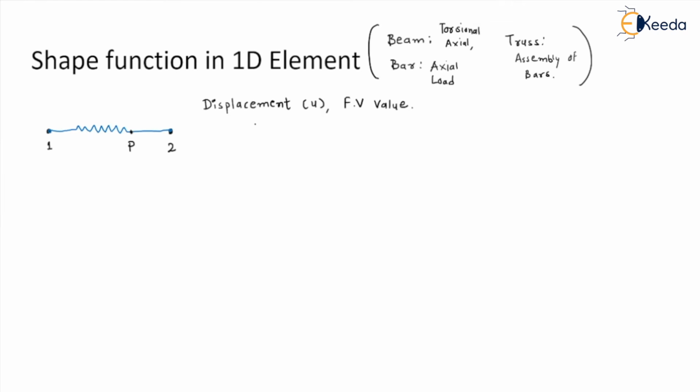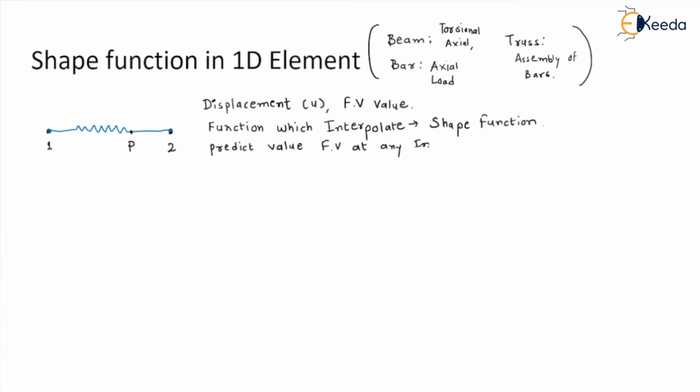So to find the value at this random point P, we have to interpolate, or we have to develop one function which interpolates, and that interpolation function is nothing but the shape function, so that we can predict the value of field variable at any in between point except the nodes. So that is known as shape function.